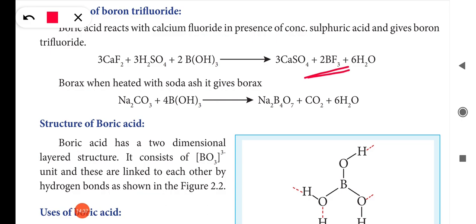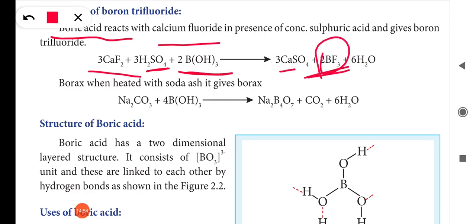This boron trifluoride can be prepared by reacting boric acid with calcium fluoride in the presence of concentrated sulfuric acid. It will form boron trifluoride along with calcium sulfate and water.